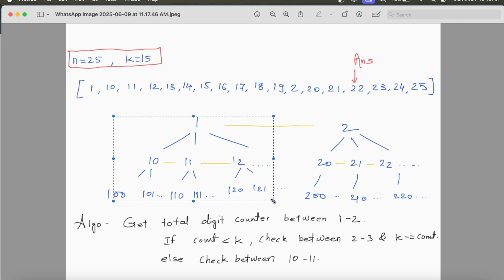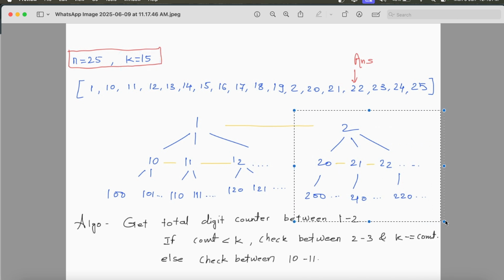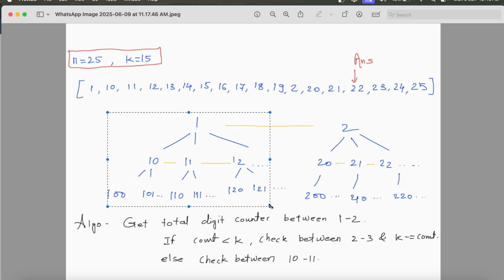The moment we get the counters, we simply check with this k, and if it is actually less than this k, we simply shift our focus between 2 to 3. That is the first thing that we got. What if the answer is actually lying in this range? If the answer is lying in this range, what we do is basically change this.